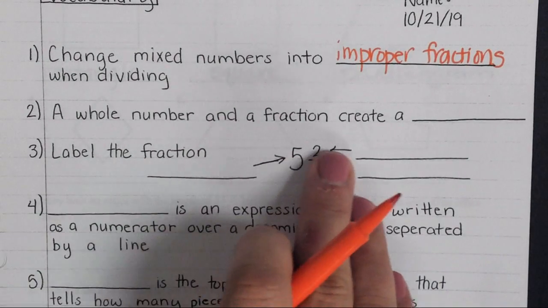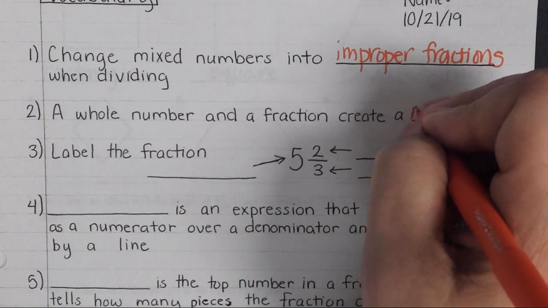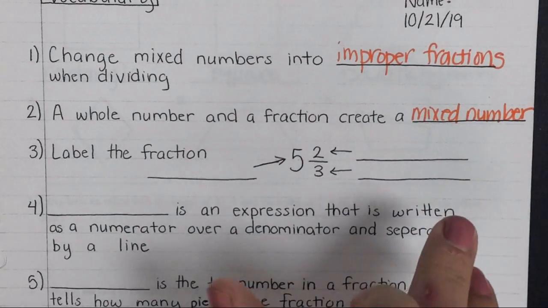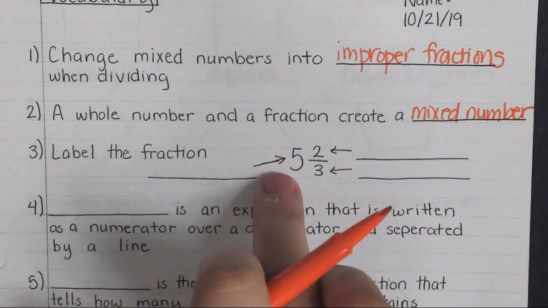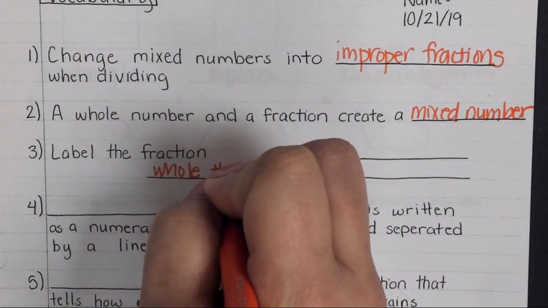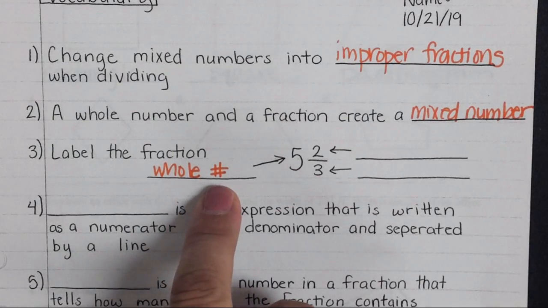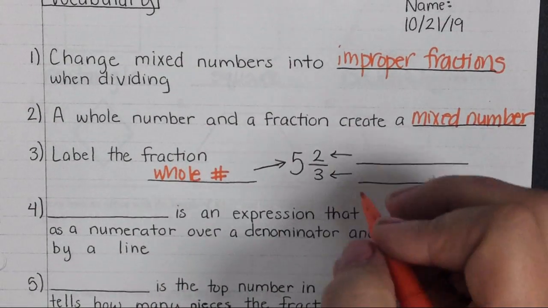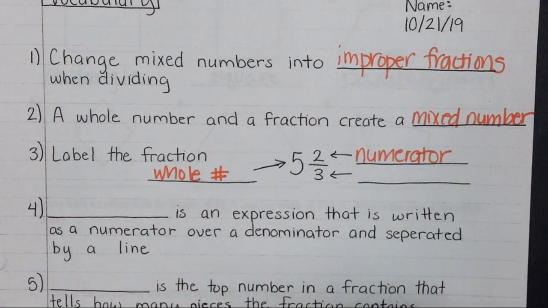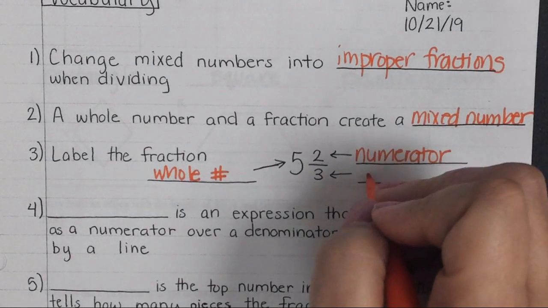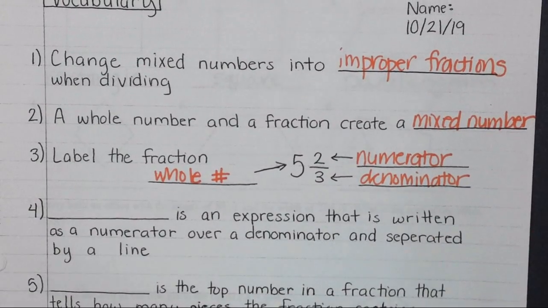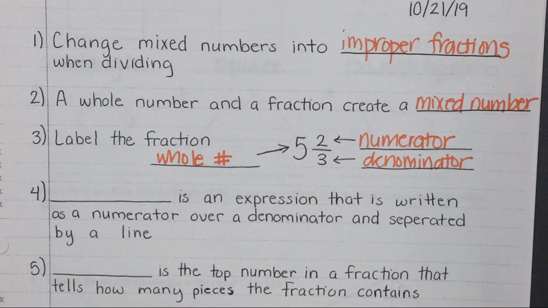Okay? A whole number and a fraction create a mixed number. And this is a mixed number. So the parts of the mixed number, what is the 5? Whole number. I'm going to abbreviate number. This is a pound sign, not just a hashtag. What is the 2? Numerator. And 3 would be the denominator. Guys, the number of people that still missed that the last time we had vocab on a quiz or test, you've got to know numerator's the top number, denominator's the bottom number.